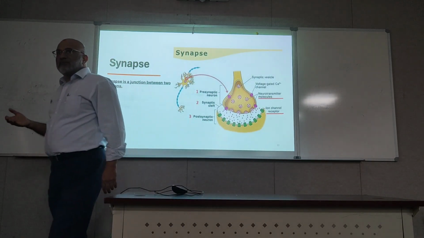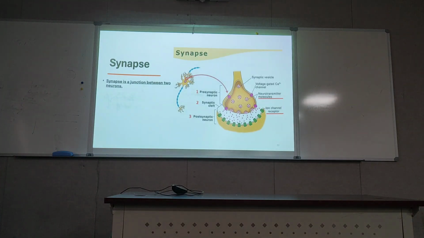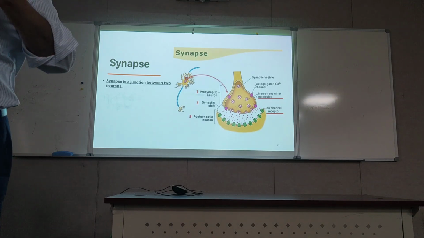Define synapse. What is a junction? Yes, meeting, link. The place where two things join. You understand? So this is the place where two neurons come close and one can send the message to the next one.